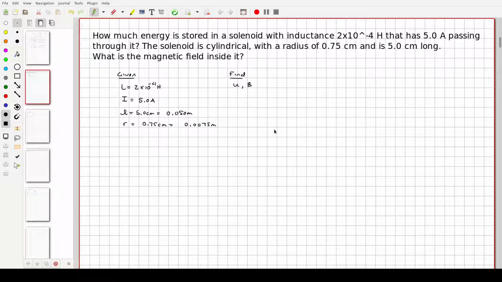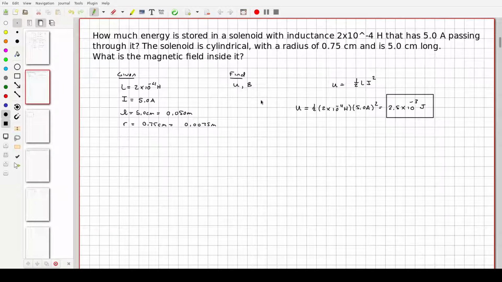Okay. Now the energy is pretty easy. We know just from the previous work that we did that inside a coil of inductance L, the energy is this right here. So on that note, that would be 1/2 times 2 times 10 to the minus 4th henries times 5.0 amps squared. And if you put that into your calculator, let's see what we'll get here. So 1/2 times 2 times 10 to the minus 4th times 5 squared. I get about 2.5 times 10 to the minus 3rd joules. Okay, so that answers that part.